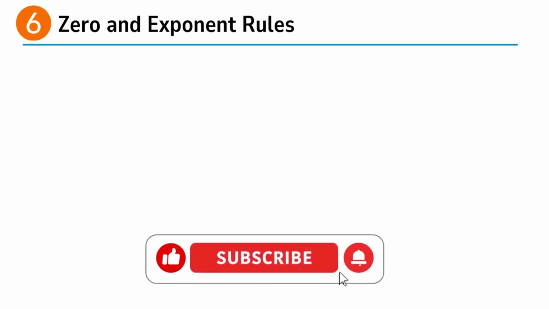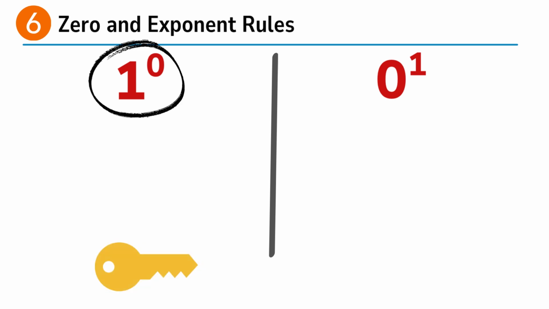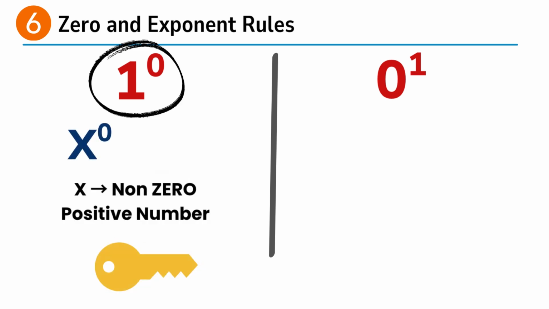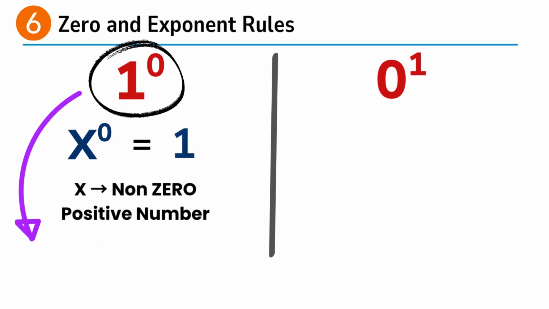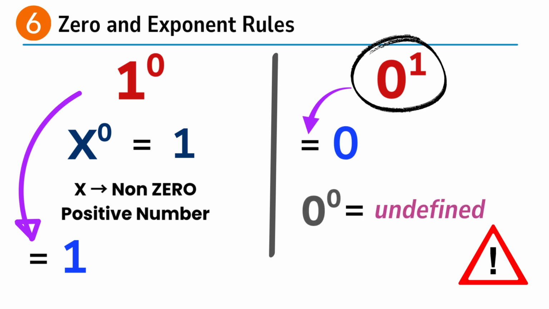6. Zero and exponent rules. Let's look at 1 to the power of 0 and 0 to the power of 1. Here's the key rule. Any non-zero number raised to 0 is always 1. Therefore, 1 to the power of 0 equals 1, and 0 to the power of 1, that just equals 0. But be careful. 0 to the power of 0 is undefined, so stay away from that one.